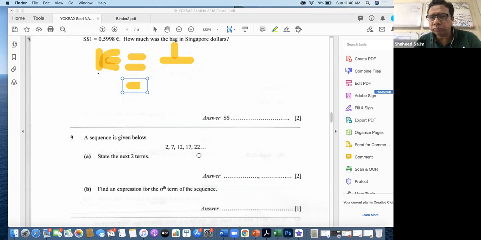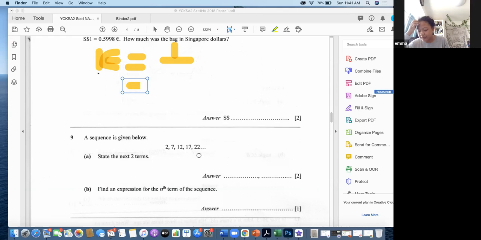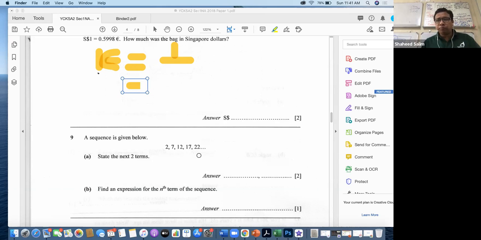Okay. What's the nth term? If you can't see, do the first term, second term, third term, fourth term, then you can see the pattern. I'm doing that now. Okay, okay, sorry, sorry.